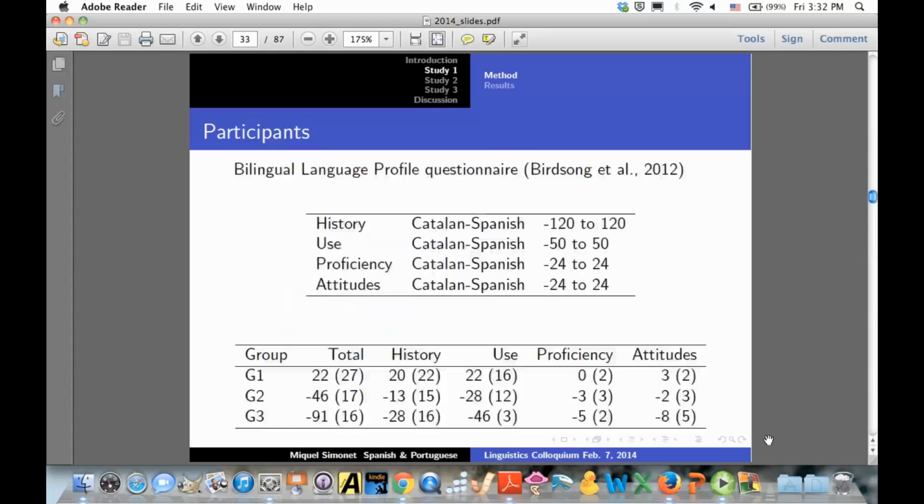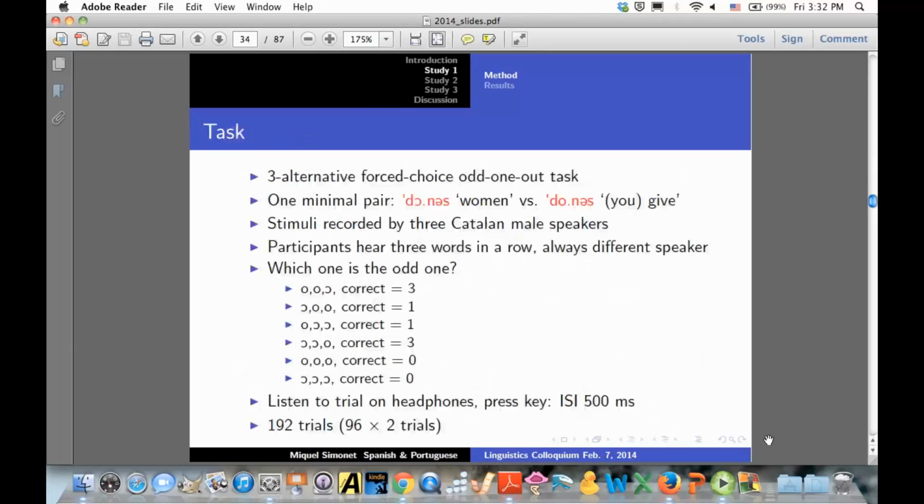And so these are the results from a questionnaire. Basically, it's just a questionnaire. It's self-report, but we use it to classify the participants into groups. And the task is a 3 alternative forced choice odd one out task, in which all we tested was the contrast between dones and dones. The stimuli were recorded by 3 Catalan male speakers, and in this task they hear 3 stimuli in a row in one trial, and they have to say which one is the different one.